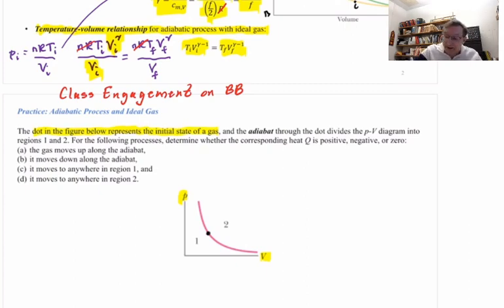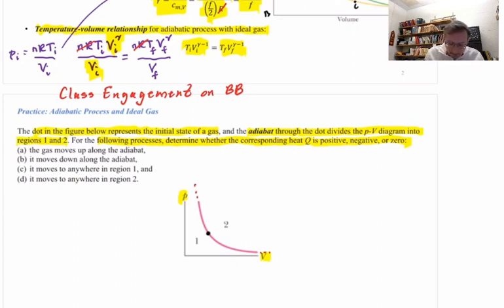And the curve you see in red, which of course goes on this way, dot, dot, dot, and on this way, dot, dot, dot, is not an isotherm, watch out, it's an adiabat. It's that adiabatic curve through the dot, and that divides the PV diagram into regions 1 and 2. Region 1 is below the adiabat, the adiabatic curve. Region 2 is above. Then we're going to give you four processes down here, A, B, C, and D. For each of these processes, you are to determine and state whether the corresponding heat transfer, Q, is a positive number, a negative number, or zero.